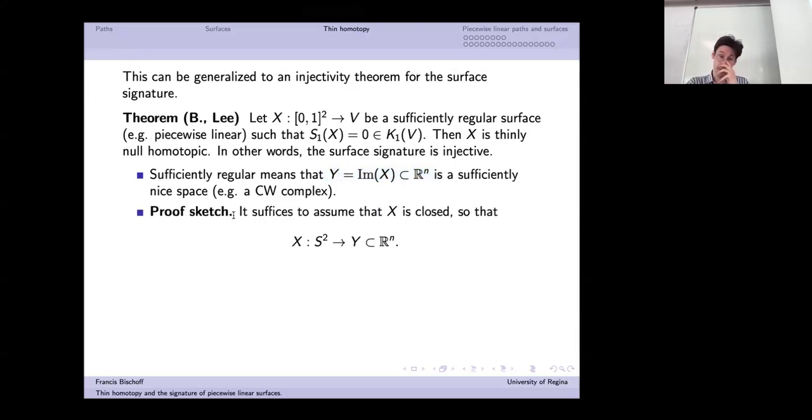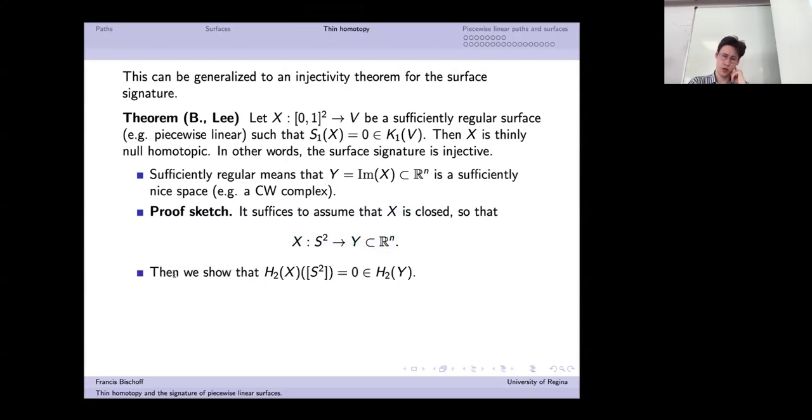So here's the idea. First of all, it suffices to assume that the surface is closed. That's because given the signature of the surface, you can also extract the signature of its boundary. And you already know that the signature of paths is injective. So if that thing is trivial, then the boundary should be trivial. So any surface with trivial signature will be a closed surface. Okay? So we think of it as a map from a sphere into this space Y.